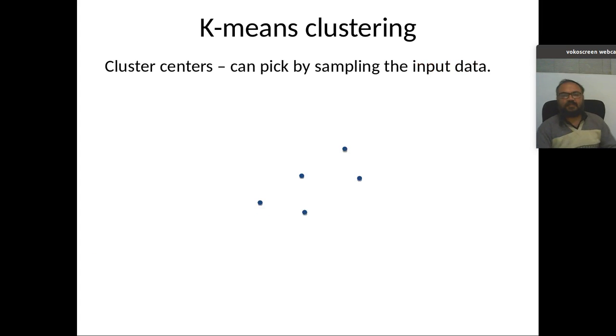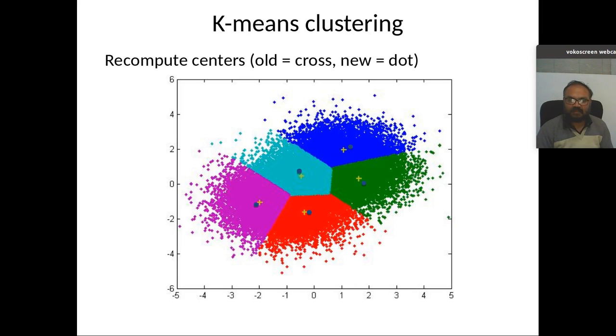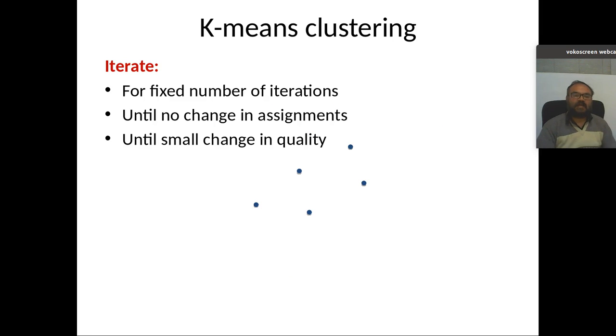Cluster centers can be picked by sampling the input data. So let's say we choose these 5 points as our cluster centers or centroids, and then we can assign all the points to these centers by calculating the distance from these centroids. Then you can update the centroids, which are these cross points now, and then keep doing this process again and again.